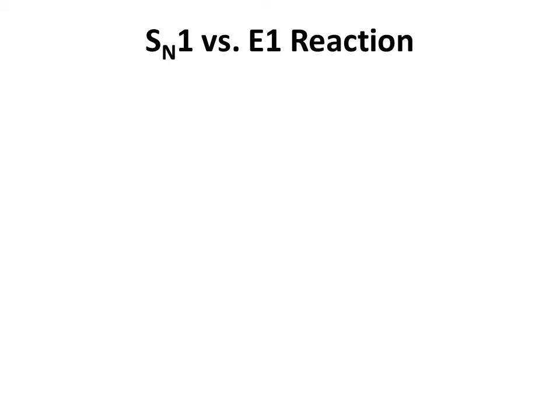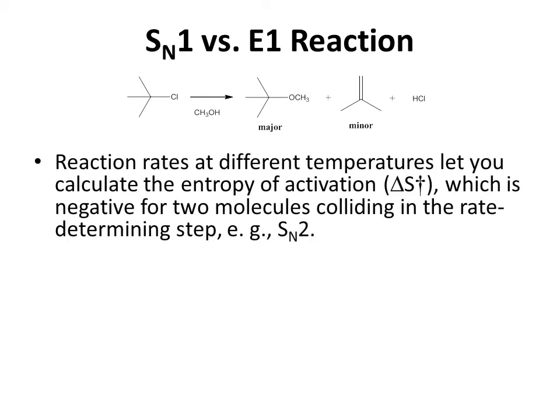How does the reaction of 2-chloro-2-methylpropane and methanol work to form the major and minor products? Well, if you study the reaction rates at different temperatures, they'll let you calculate what's known as the entropy of activation, delta S dagger. Delta S dagger is negative for two molecules colliding in the rate determining step, such as an SN2 reaction. You're gathering two molecules together, so you have decreased your randomness.